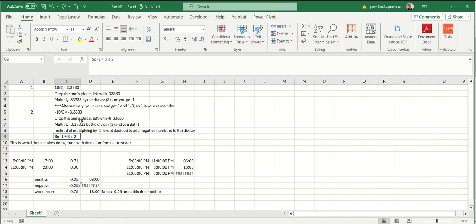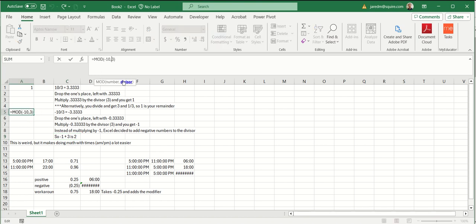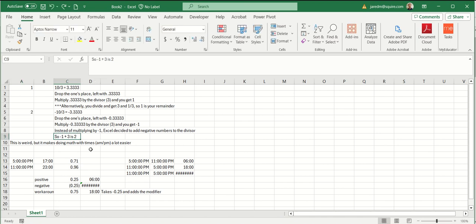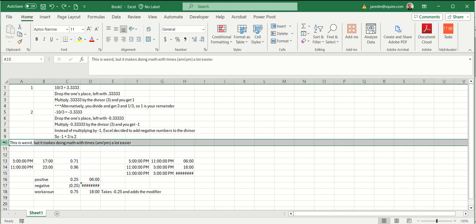Negative 3 1/3, drop the 3, just the third. My remainder is negative 1. But then my divisor here is 3. See that here? My divisor is 3. So negative 1 plus 3 is 2. That's why I'm given this 2. That's a little bit weird to me, but it makes doing math with time a lot easier.